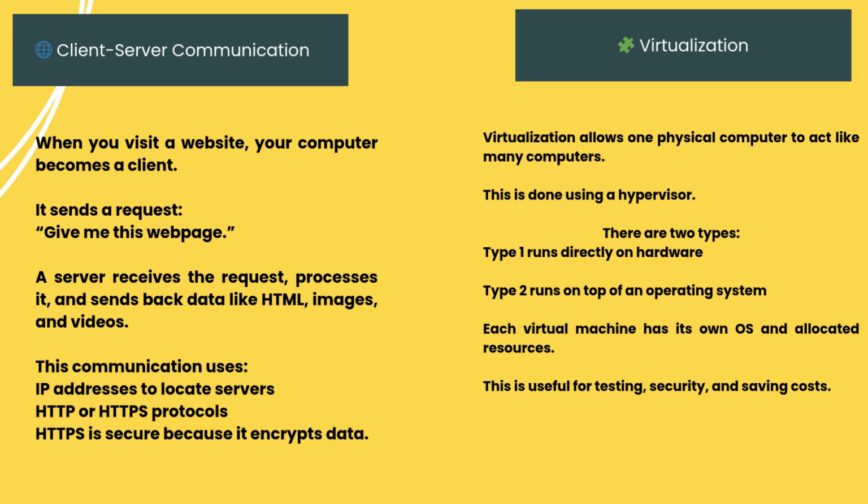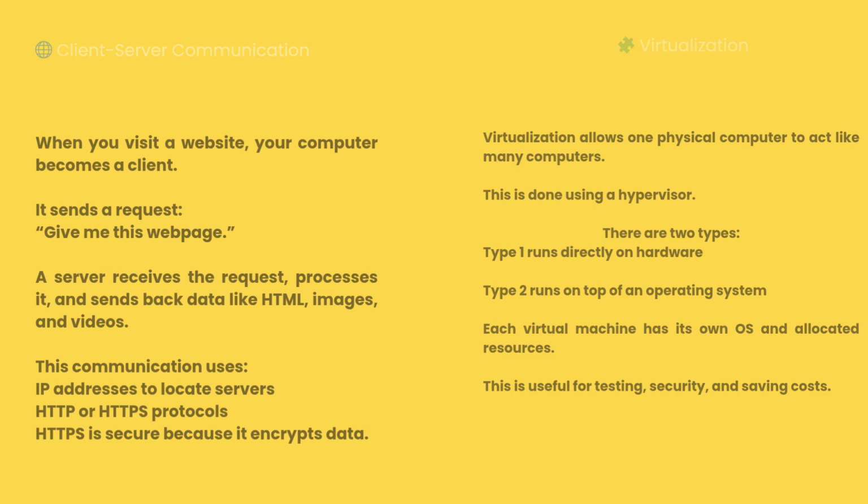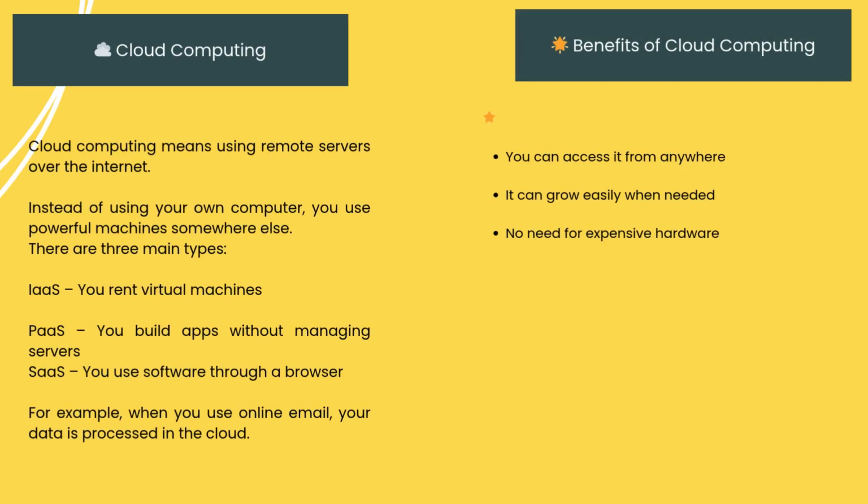Finally, let's talk about cloud computing. Cloud computing simply means using computers over the internet instead of relying on your own machine. So instead of doing all the work locally, you're using powerful servers somewhere else. There are three main types of cloud services. IaaS, where you rent virtual machines. PaaS, where you build applications without worrying about the servers. And SaaS, where you simply use software through your browser. A good example is online email. Your data isn't stored on your device, it's processed in the cloud.